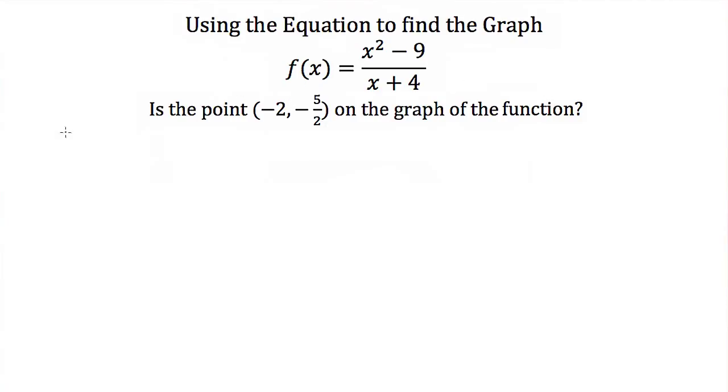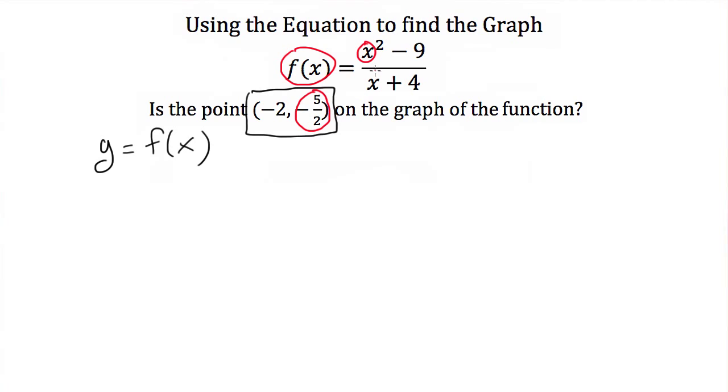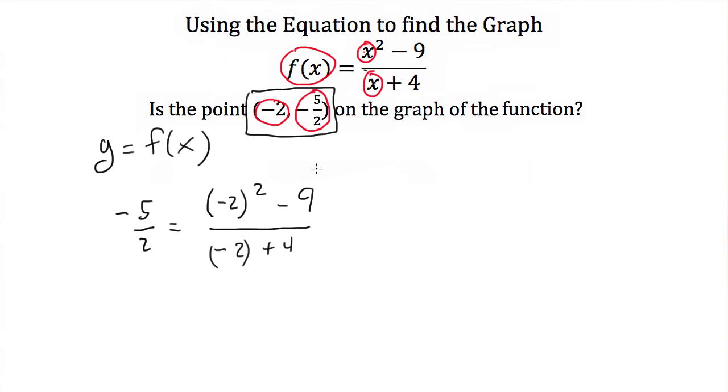Now to figure this out, you have to remember that y is equal to f of x. This is an xy coordinate. So all you're going to do is take f of x and replace it with negative 5 halves. And then you're going to take x in every place that it appears, and you're going to replace it with negative 2. So if we do this, we'll have negative 5 halves, and that's equal to negative 2 squared, because it's x squared, minus 9 over negative 2 plus 4, because it's x plus 4.